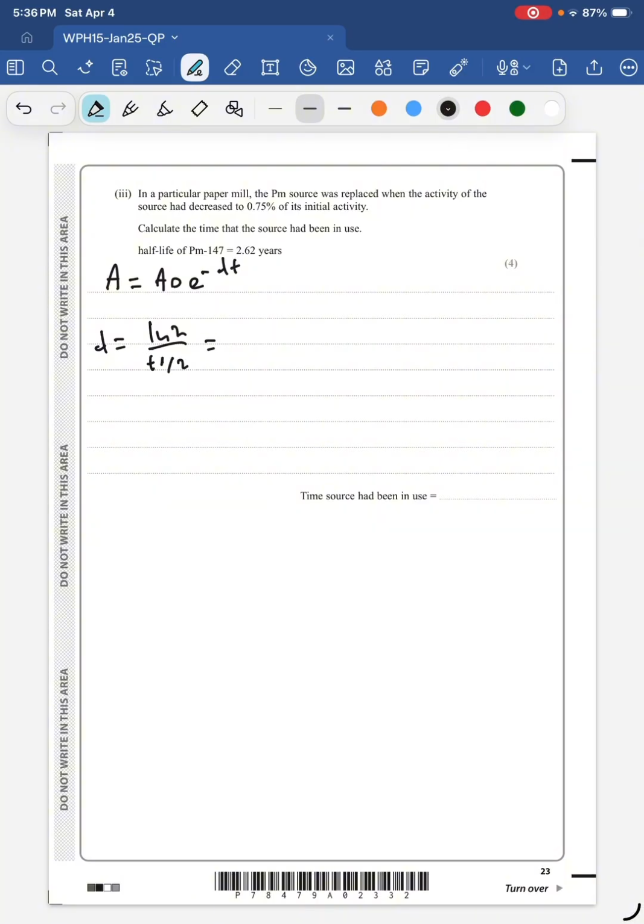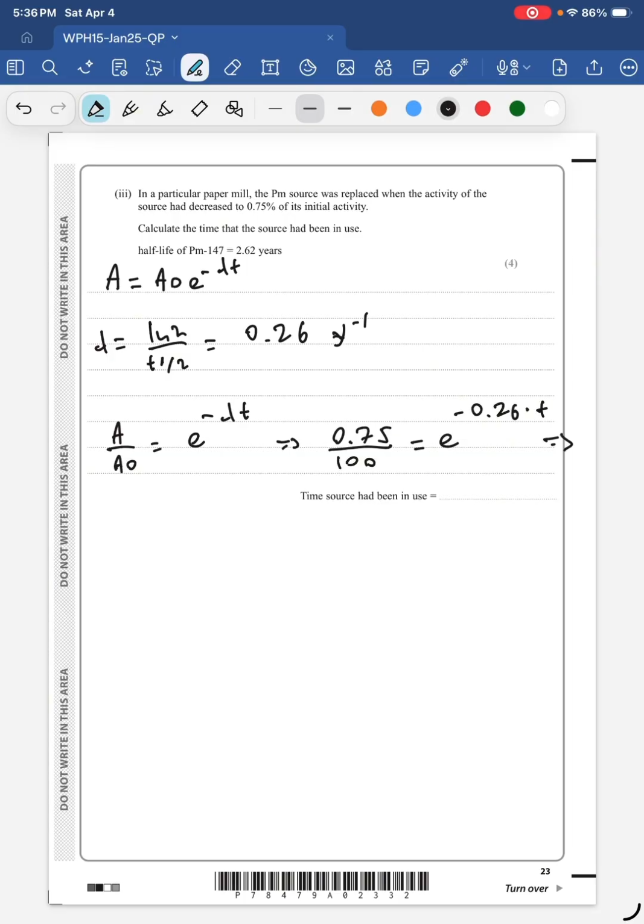Okay, so this is just 0.26 years to the minus 1. And if we go back to the nuclear decay equation and write it as A over A naught is e to the minus lambda t. And then A over A naught is 0.75%, so 0.75 over 100. And this is equal to e to the minus 0.26 times t.